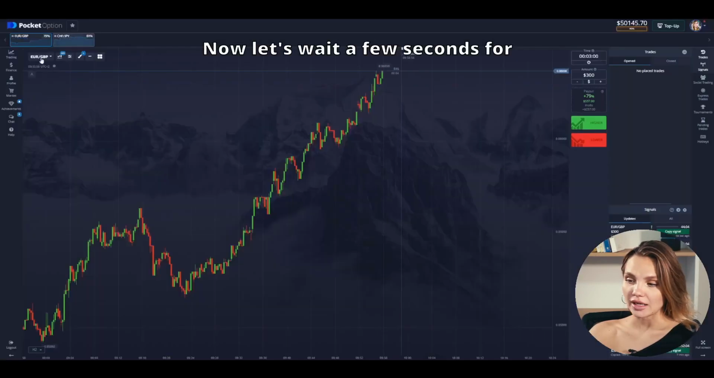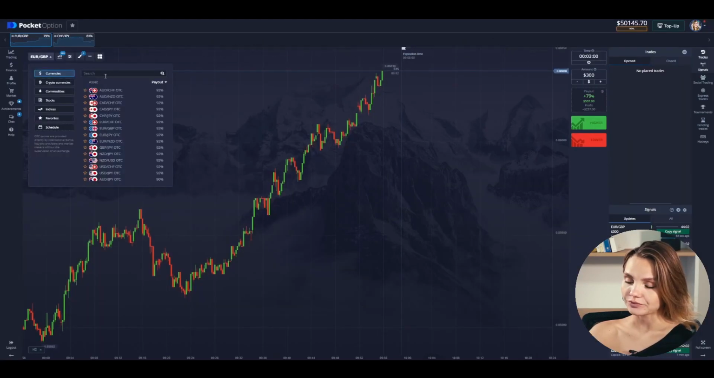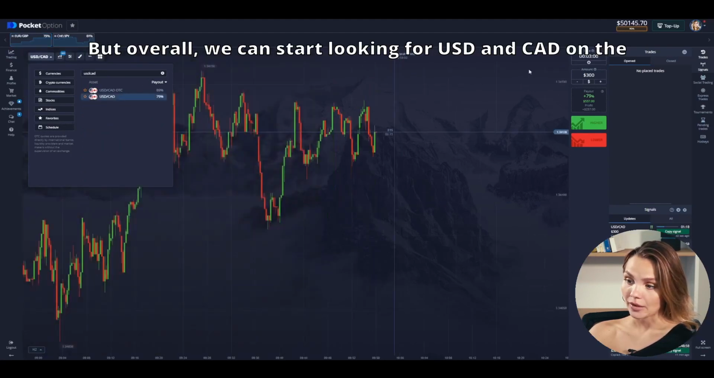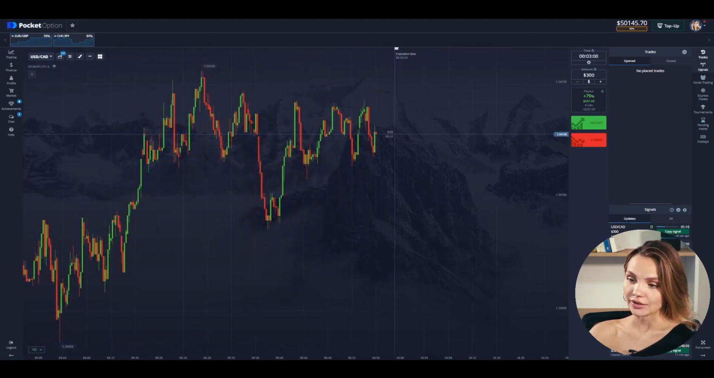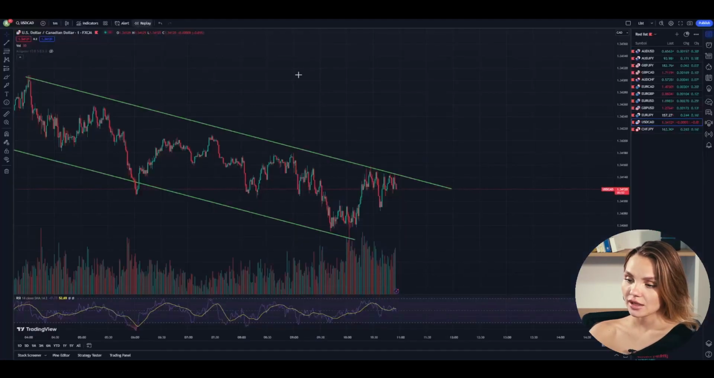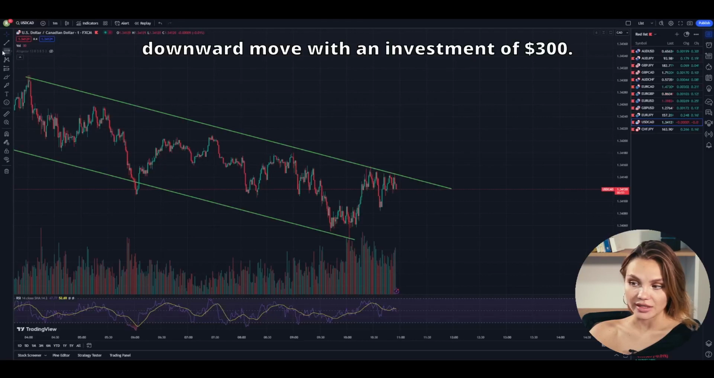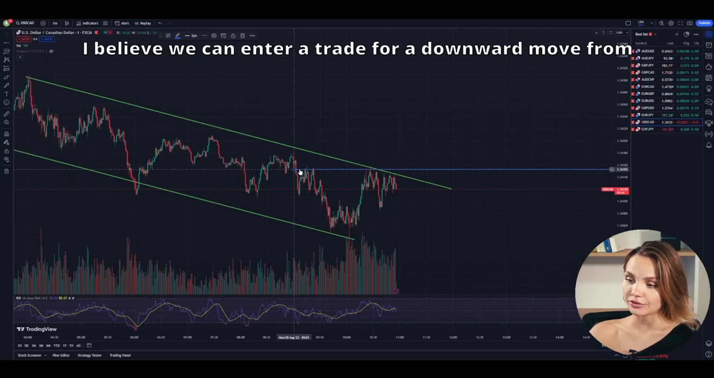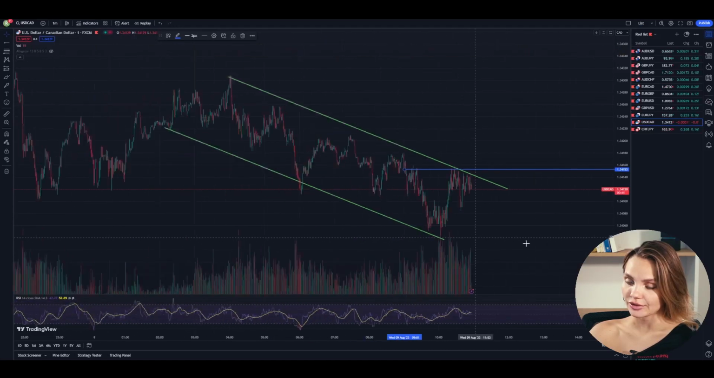Now let's wait a few seconds for the price to reach the trend line. But overall, we can start looking for USD and Canadian dollar on the trading platform and get ready to enter a trade. We'll open a trade for 3 minutes, downward move with an investment of $300. I believe we can enter a trade for a downward move from this level and wait for a reversal.